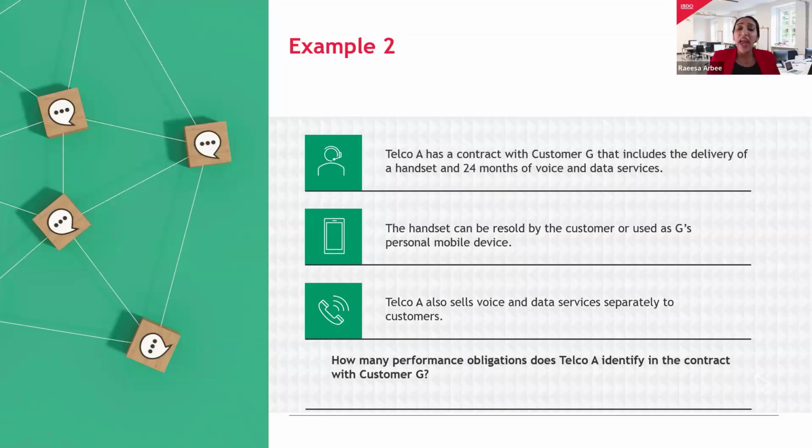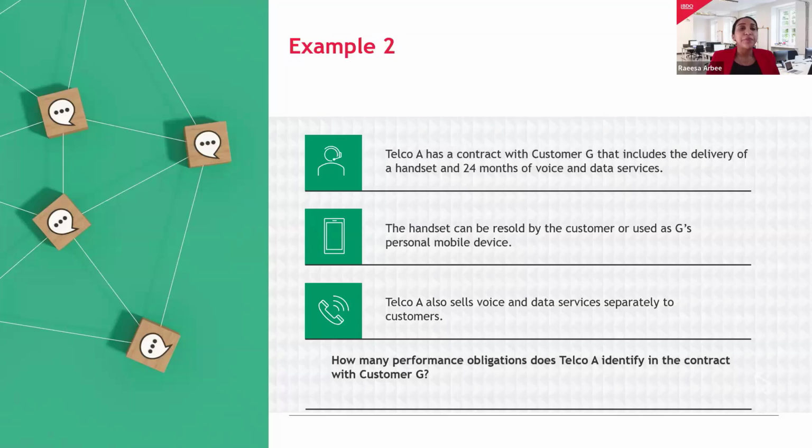Criteria 2, the handset and the services are separable in the context of the contract. So they're noted separately, but there's also no significant integration service. Neither the handset nor the service modifies or customizes the other. G could purchase a handset or services from different parties. And so there's no real dependency between the two. And as such, Telco A would recognize revenue separately for the handset and the voice and data services.